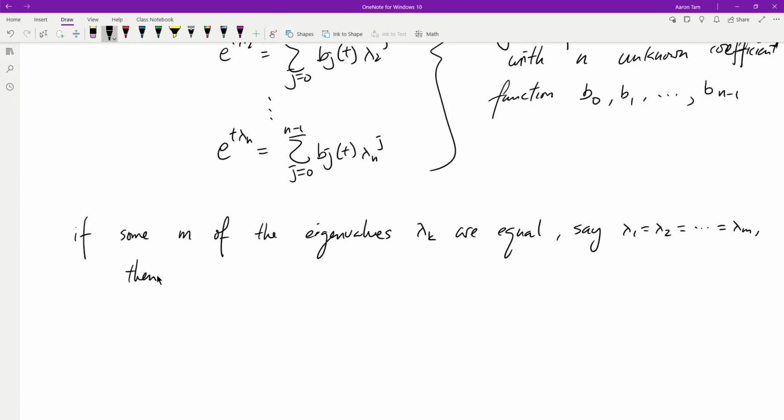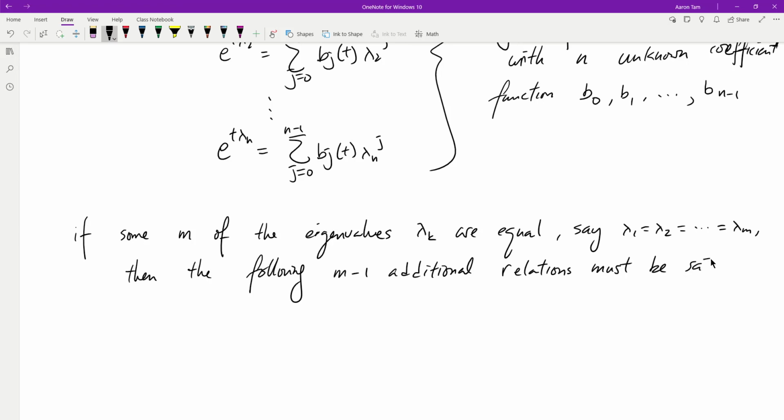Then we have a way to actually help us find the coefficient functions. Then the following m minus 1 additional equations will hold true. Must be satisfied also.